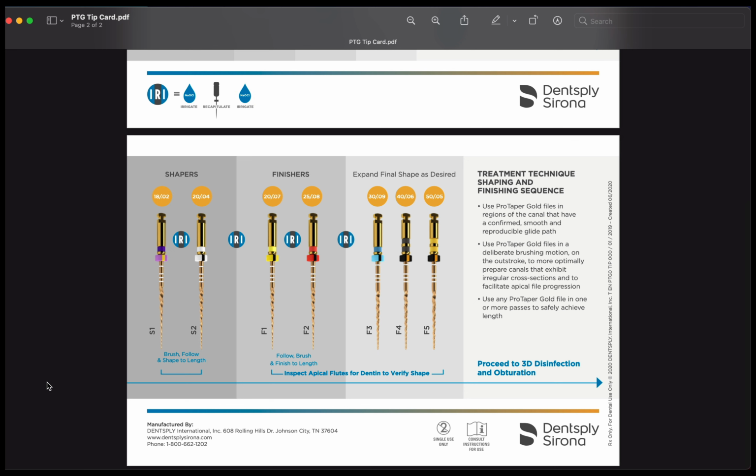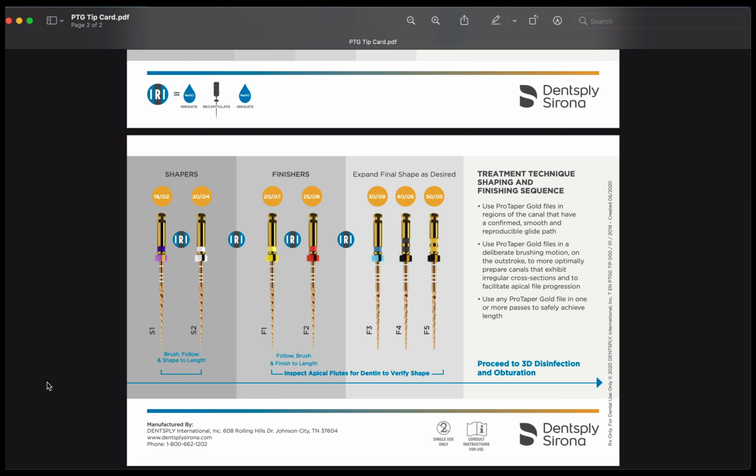So you use your S2 file, then you irrigate, and then you start with your finishers, which are going to prepare the apical third, and that's going to be started with your yellow F1, irrigate your red F2, and so on and so forth. So while the tip sizes line up with the ISO colors, and I'll touch more on what an ISO color is in terms of the sequence of colors, purple, white, yellow, red, blue, green, black, so on and so forth, they're not a constant taper. And so the progressive taper is a very, very unique feature to ProTaper Gold, and Dentsply Sirona actually has some other files that also employ this progressive taper technology.